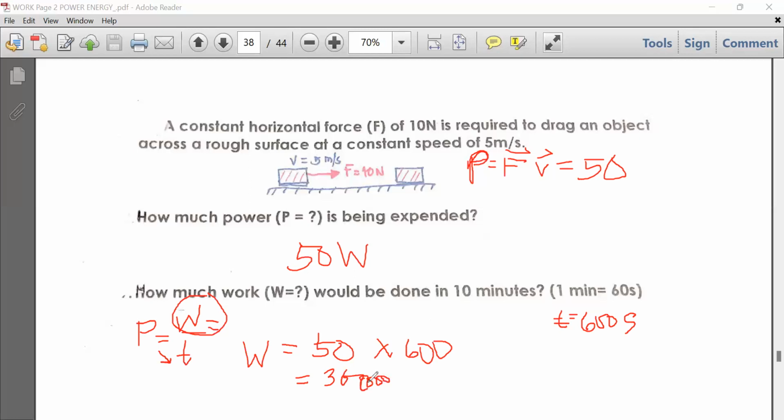So 30,000, with 3 zeros here. And the unit is joules: 30,000 joules. All right. Next problem.